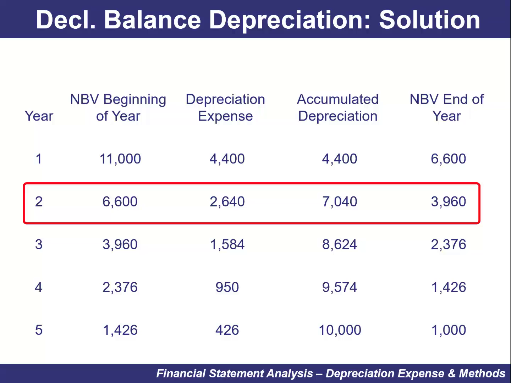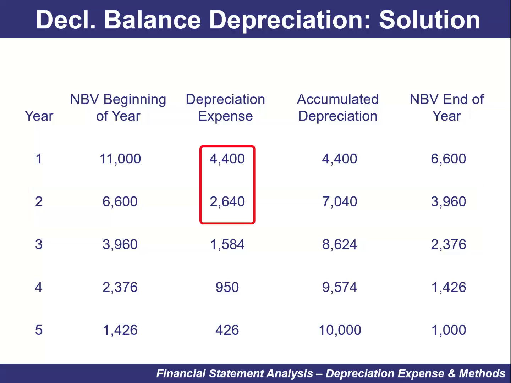Now, if you look at it, our accumulated depreciation is going to be the $4,400 we took the first year, plus the $2,640 of the second year. So now, accumulated depreciation is $7,040. And our net book value at the end of the year is now $3,960. That's the $6,600 net book value at the beginning of the year minus the $2,640.